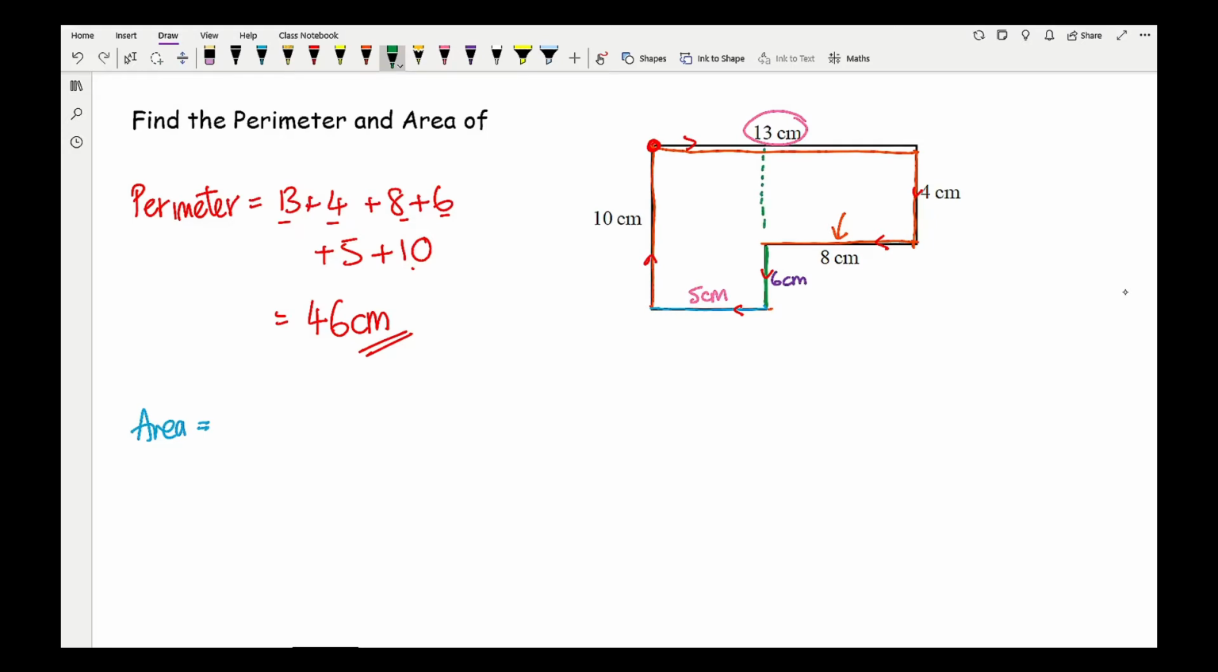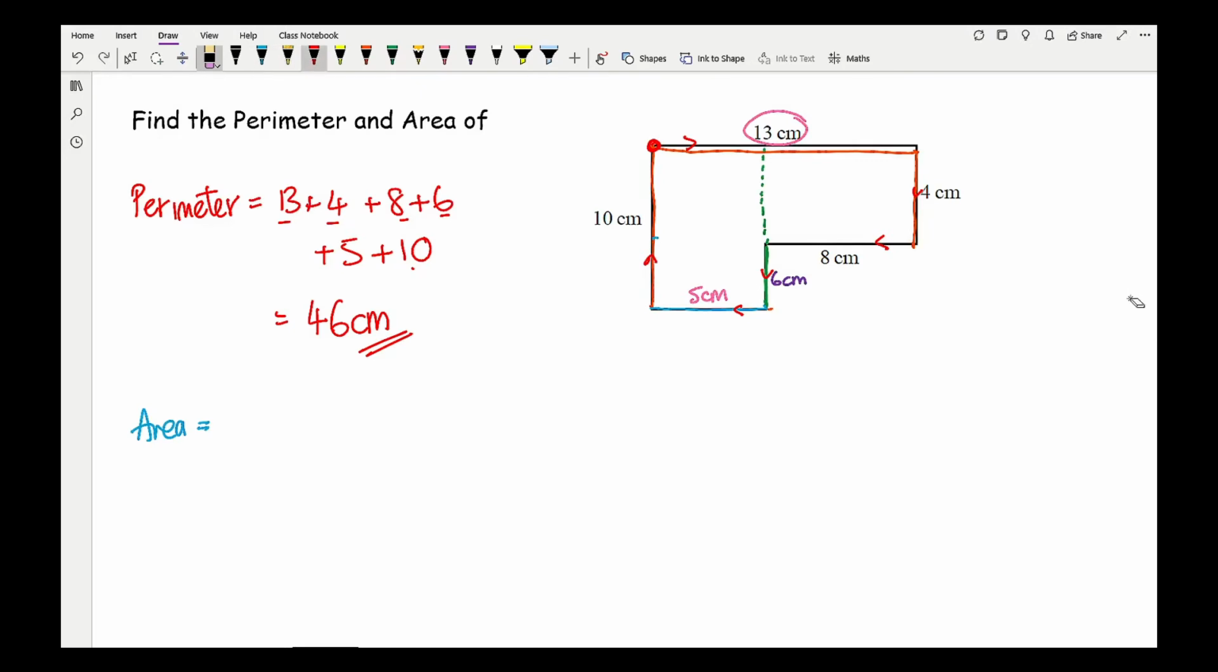I would say the simplest way to split the shape up is like this, or I could split it up like this. It doesn't really matter how you split it up. You might have different working to someone who split it up differently, but you should still end up with the same answer. Just for argument's sake, I'm going to go for the first one. So here I've got two rectangles. Let me just get rid of that.